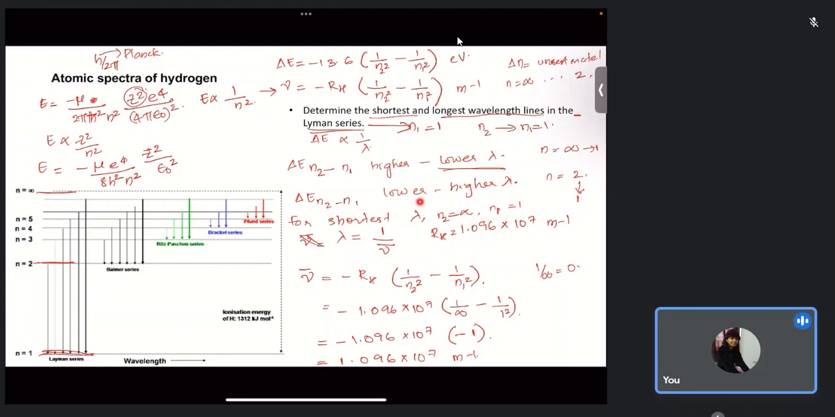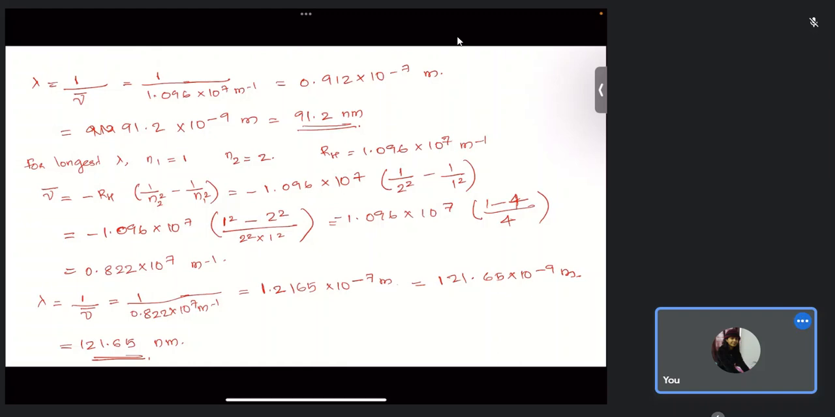The longest wavelength will be observed when the energy gap is the lowest. The energy gap is the lowest between n equal to 2 and n equal to 1. So we have to find the wavelength associated with the transition from n equal to 2 to n equal to 1. That's what we found at the end. RH is the constant called the Rydberg constant here. Okay.